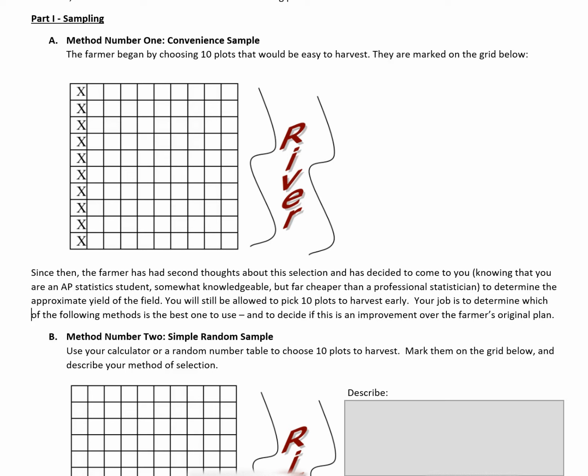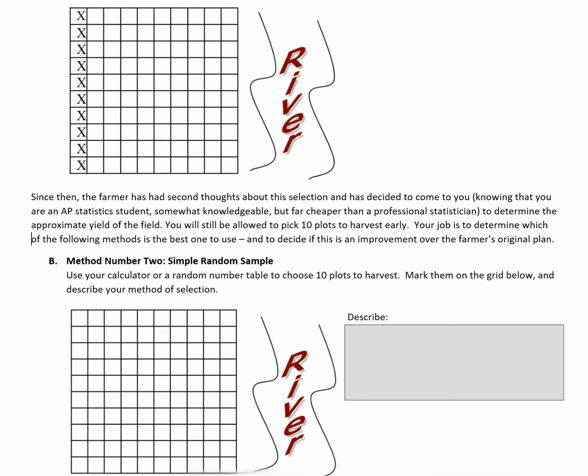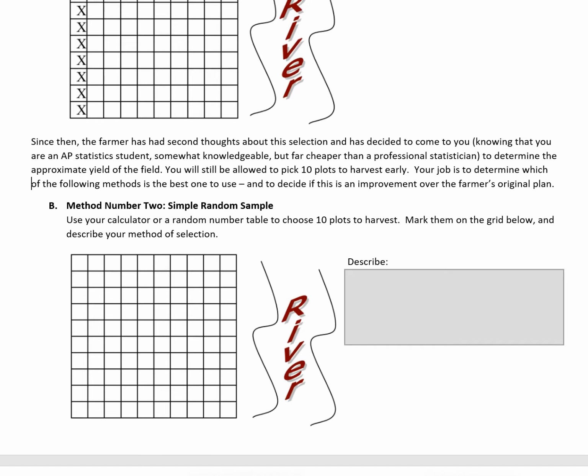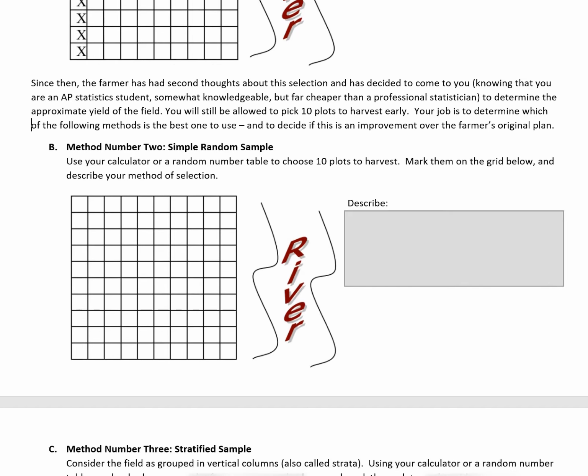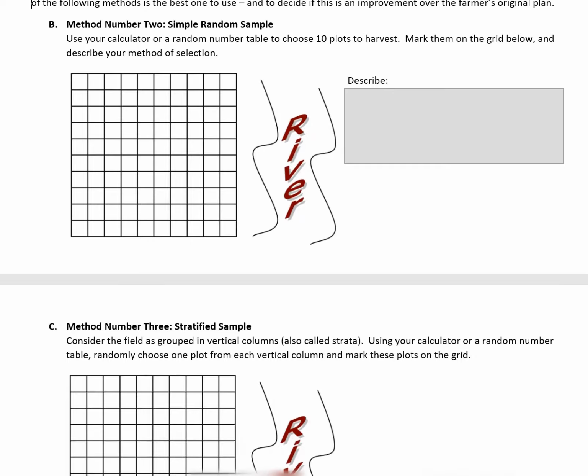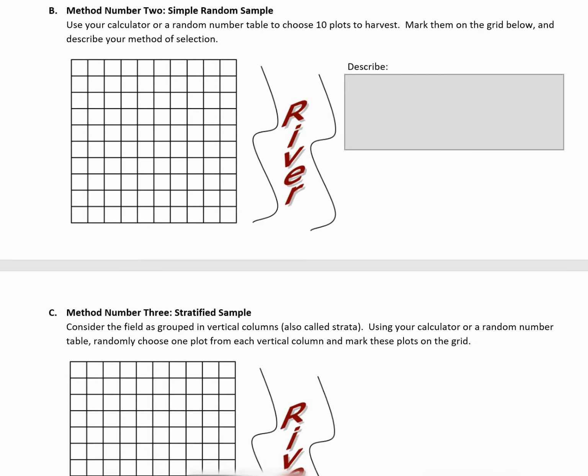So method one is a convenience sample. Remember, a convenience sample is not necessarily a good way to sample, but it is just an easy way to do it. Okay, so they've already done this one for us. So the farmer just said that these 10 plots right here would be easy to choose. So he marked those 10 plots and that's what he selected for this sample. Okay. So if you take a second and you read the paragraph below, he's starting to second guess his method, and we're going to look at a few other types of sampling methods for him.